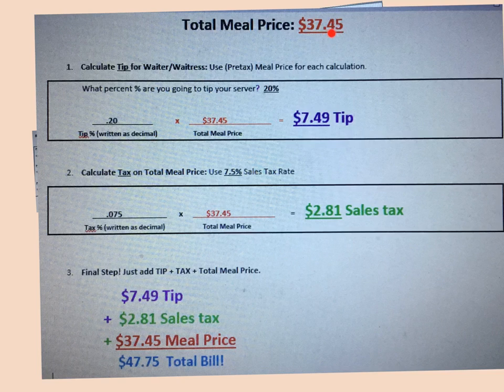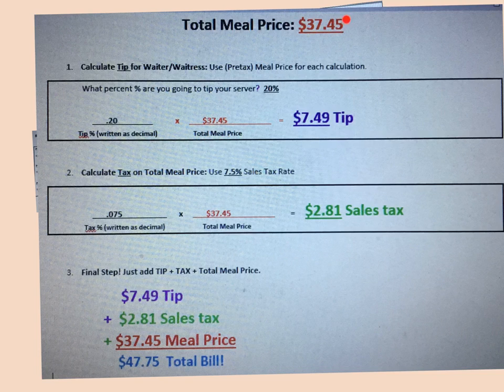And I think my waiter or waitress has been pretty good to me. So you can decide how your experience was, but you should at least tip 15%. I'm going to tip 20% because I had a good waiter. So I'm going to change 20% into a decimal first, so 0.20. I'm going to write that in as my tip percent written as a decimal. Then I'm going to multiply it by my meal price.